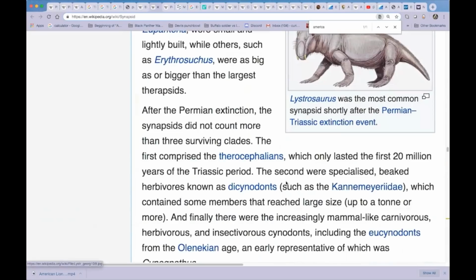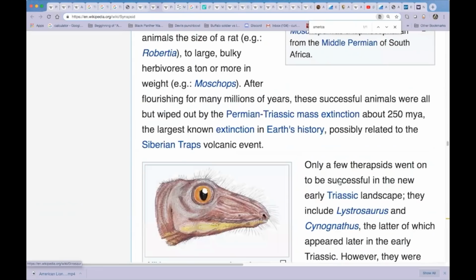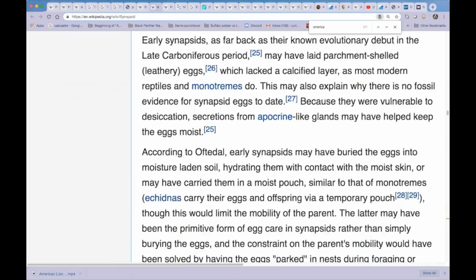But what I want to show you is that they're admitting that this happened here, and they called it the Pennsylvanian geologic time scale.